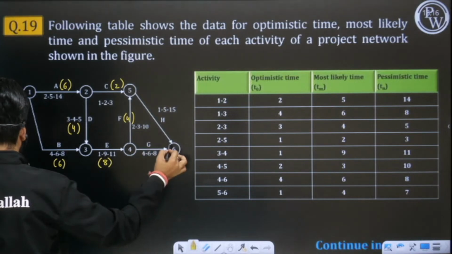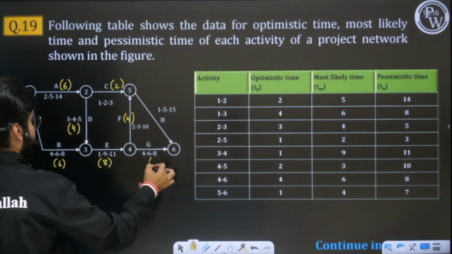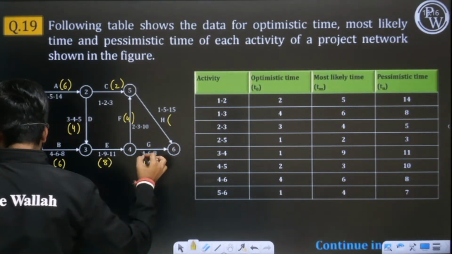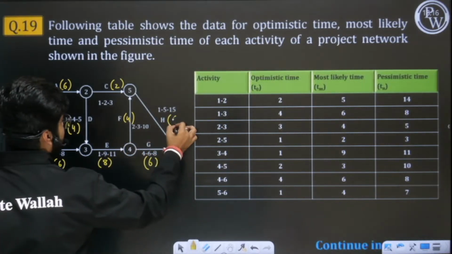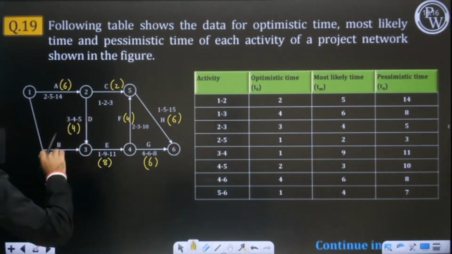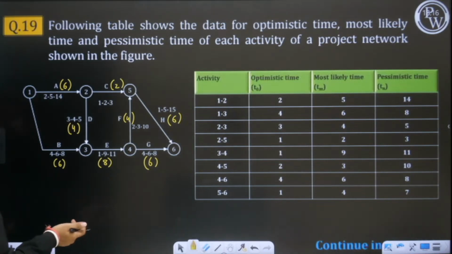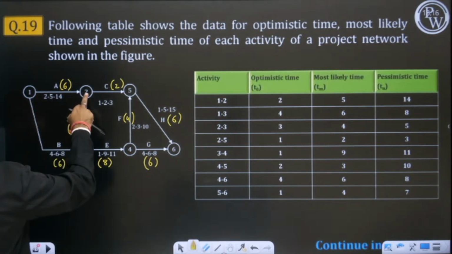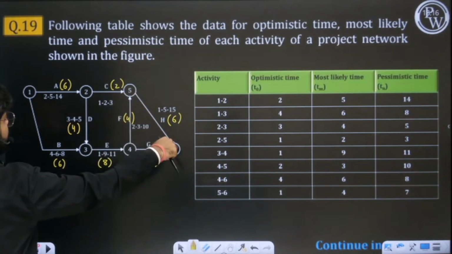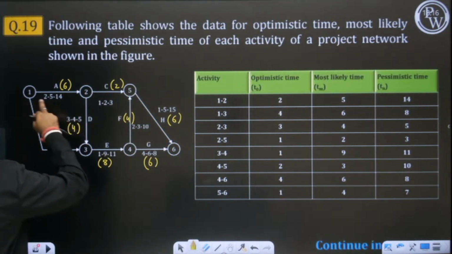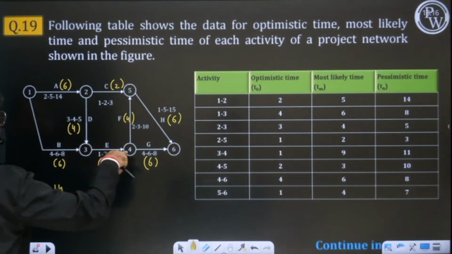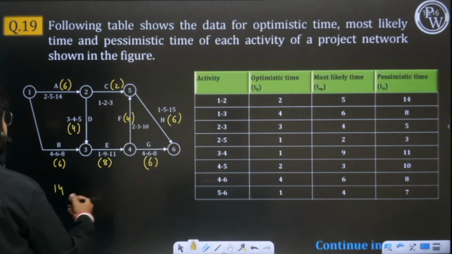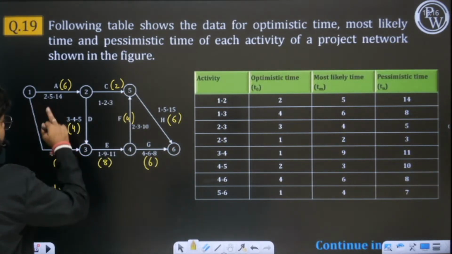For G it is coming out to be 6, and for H it is coming out to be 6. Okay, so this is your entire system. Now we have to find out the longest time. So 6 to 8, 8 6 14, 14 from this one, 6 4 10, 10 8 18, 18 10 28. This is the longest one, I guess.